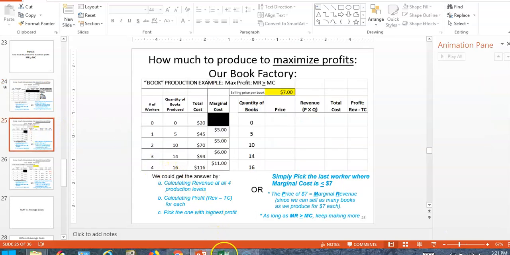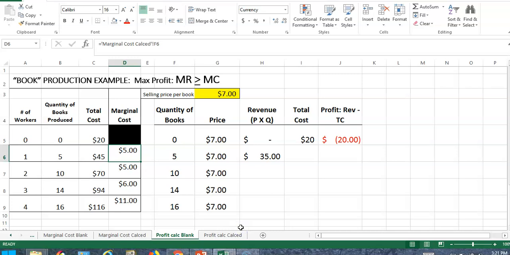Right? Keep producing, because we're better off than if we don't hire that worker and produce those 5 books. Our total cost, again from the old calculations from the part 2 video, is 10 bucks. I'm sorry, 45 bucks. And then if we take the same formula, revenue minus total cost gives us our profit.